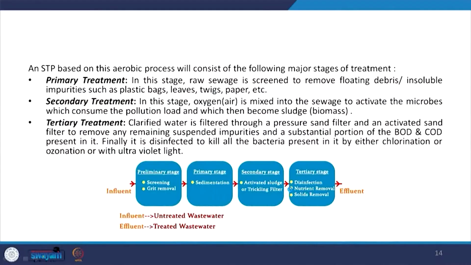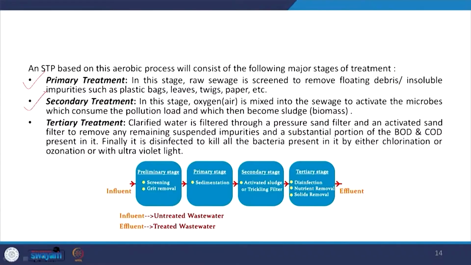However, in any STP, there are 3 basic steps. In the first step, there is a primary treatment. Here, the screening is done to remove any floating debris or insoluble impurities such as plastic bags or leaves or twigs or paper. So, the solid floating debris is removed as part of the primary treatment here.